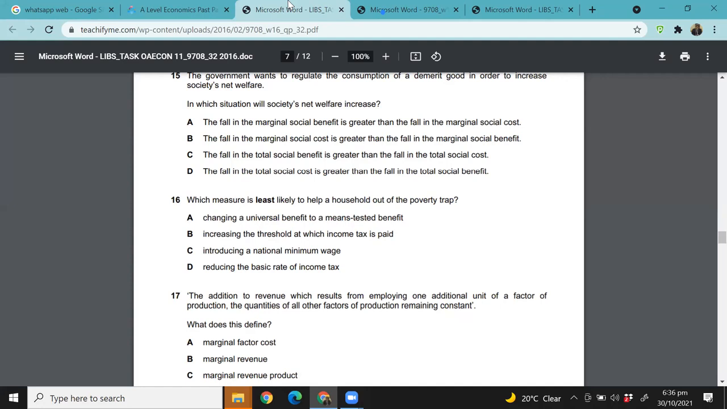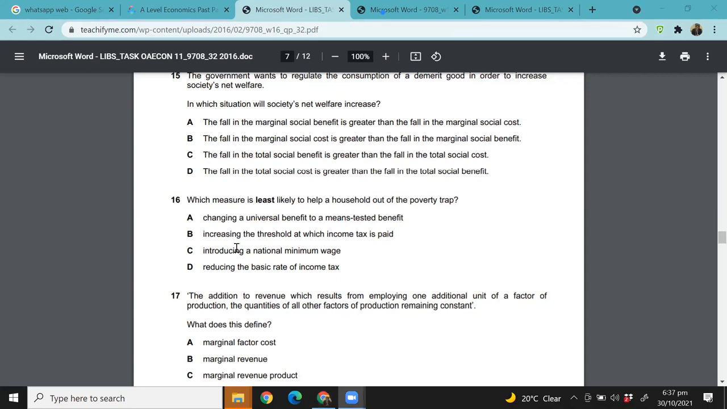They will be paying taxes at a high amount of income. So B is helping the poor in that sense. C is introducing a national minimum wage. National minimum wage again helps the poor with lower incomes, and that's also true. Reducing the basic rate of income tax: if you reduce the basic rate of income tax, the poor will benefit because they are the ones who are benefiting more compared to the rich.